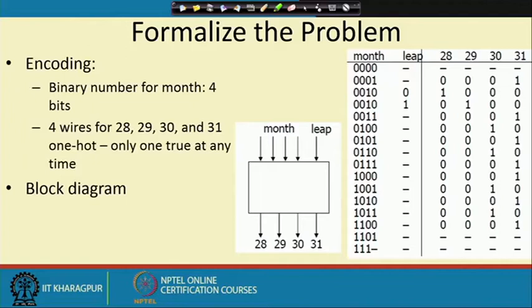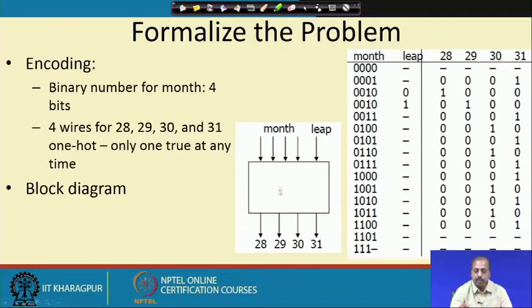The month can go from January to December. The month is a 4 bit input, because there are 12 months, so I need 4 bits for encoding these 12 months. So, 4 month bits are coming, and leap year is a flag, which may be 0 or 1. This is the final block that we are designing.